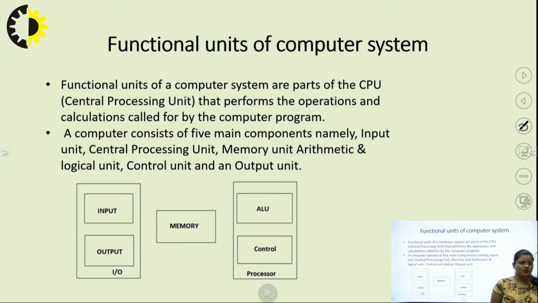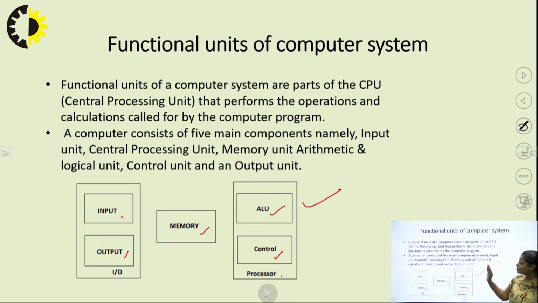So a computer consists of 5 main components, namely input unit, output unit, memory unit, arithmetic logical unit, and control unit. These are the basic 5 components or functional units of a computer system. Here you can see a small diagram of the functional units of a computer system. There is an input unit, output unit, memory unit, ALU and control, and processor.